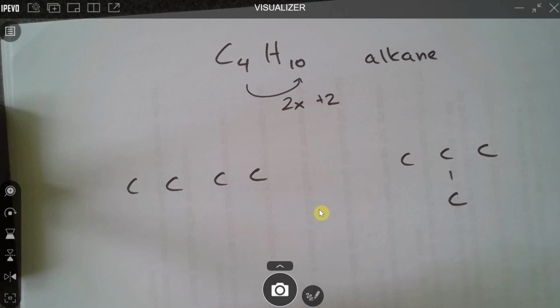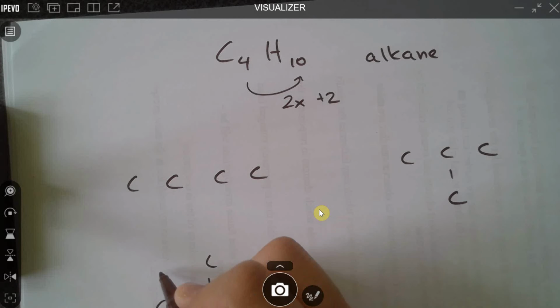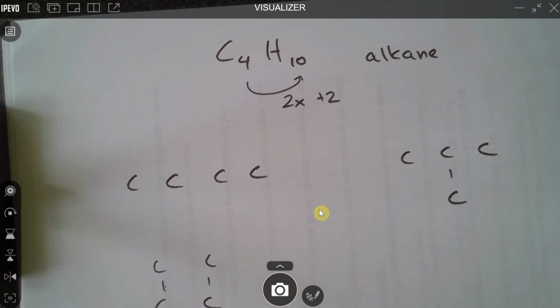Is there anything that I can do with two? No, I can't put something here that's three now. I can't put something there. Now I'm back to four. Yeah? So there's only two isomers for this one.